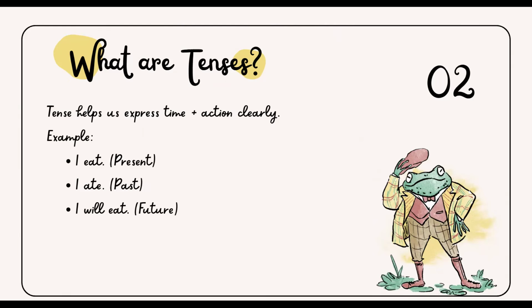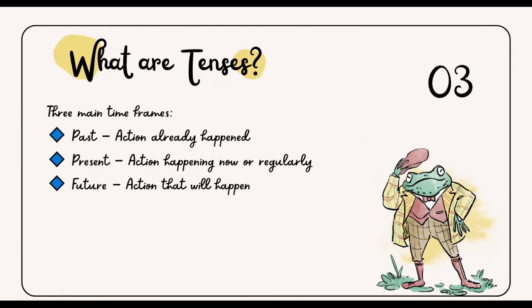There are three major types of tenses. They help us in expressing the time and action clearly. For example, I eat, the present form, I ate, the past form, and I will eat, the future form. So the past tense represents an action that already happened, and the present shows an action happening now or regularly happening. The future tense shows actions that will happen in the future.